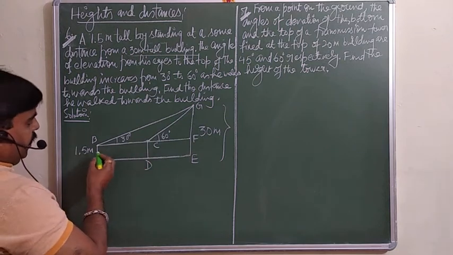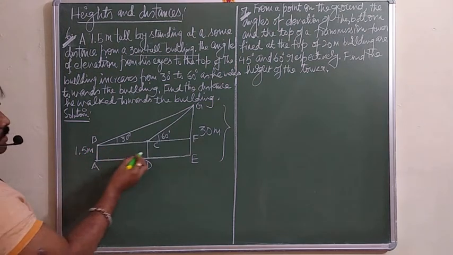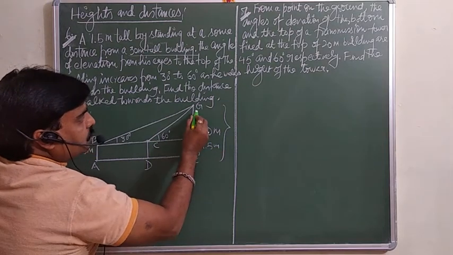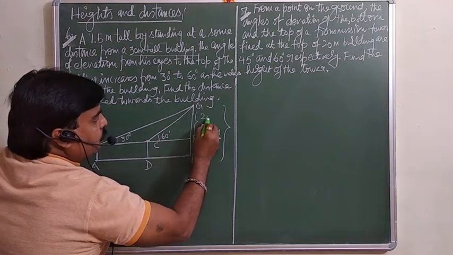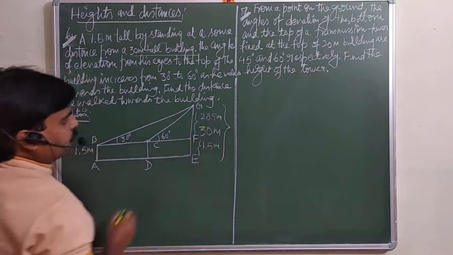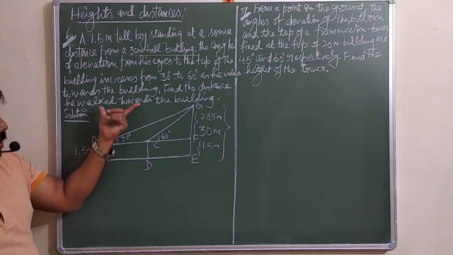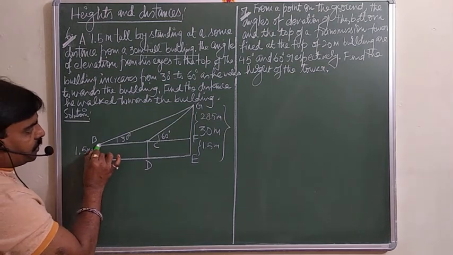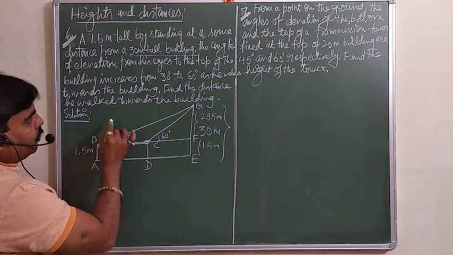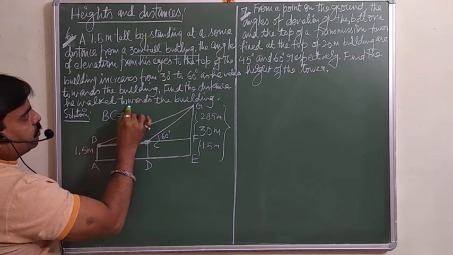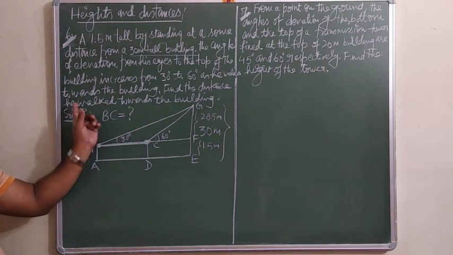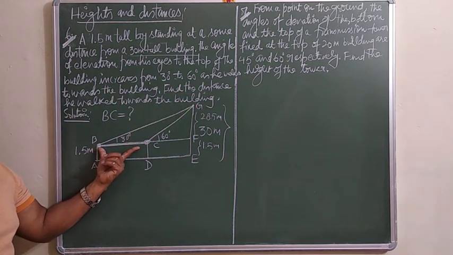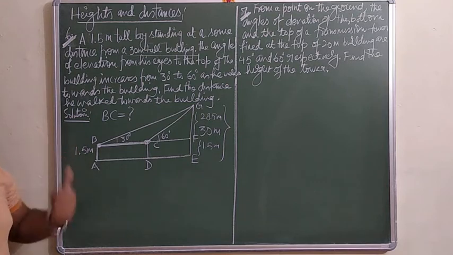And this is 1.5 meter, so this FE will also be 1.5 meter. So this GF will be equal to 28.5 meter. We are interested to find the distance traveled by the boy, how much distance the boy walked. This BC. We want to find the distance BC, because he says he walks toward the building. You have to find the distance which he walks from point B to C.